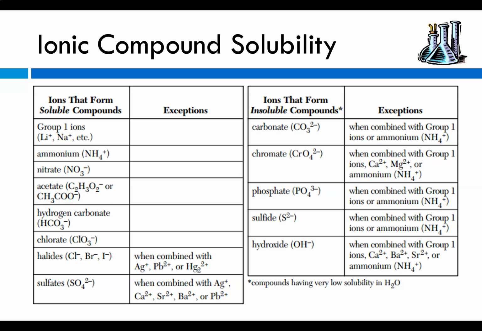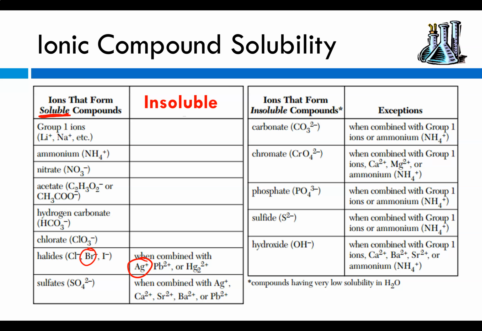So just to quickly review how to use the table, over here on the left side, we've got ions that form soluble compounds, or ions that tend to form compounds that dissolve in water. You can read. Exceptions tend to be insoluble. So when I take something like silver and combine it with bromide ions, even though bromide is typically going to be found in compounds that are water soluble, silver bromide is an exception and will form an insoluble compound, so that will not dissolve in water.